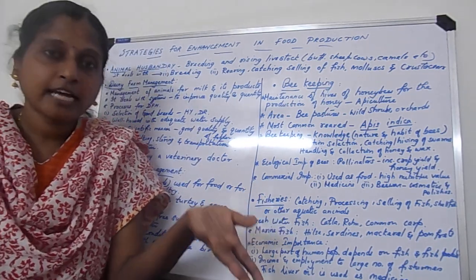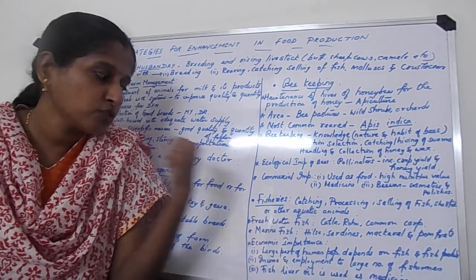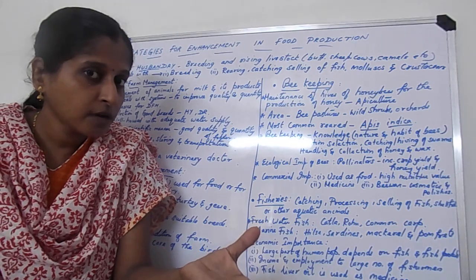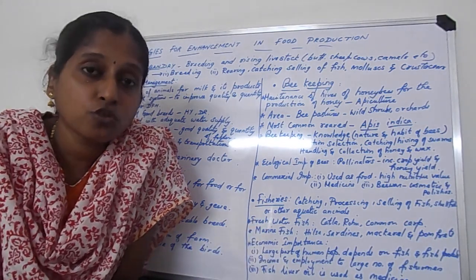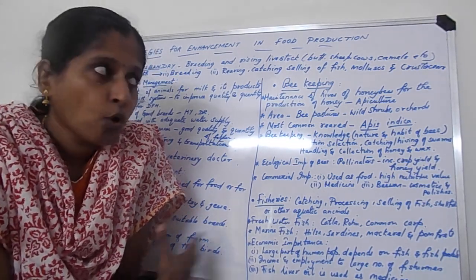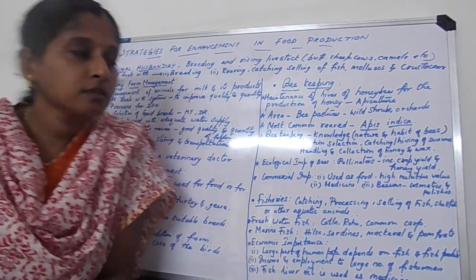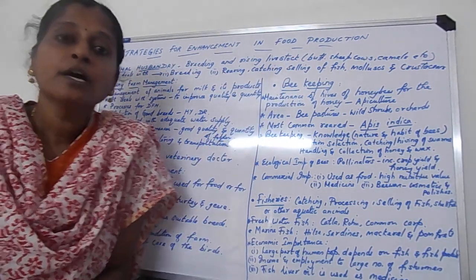So fisheries is the catching or rearing or processing and selling of fishes. We have seen the two types of fishes, and the economic importance of fisheries, where I have listed three points. Hope everyone is clear with dairy farm management, poultry farm management, beekeeping and fisheries.